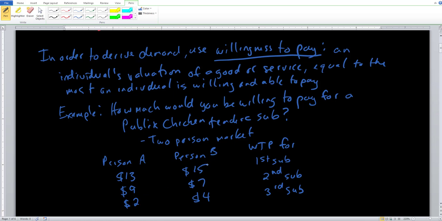And the same thing for person B. In order for person B to get his very first sub, he's willing to pay up to $15. Once he has his first sub, the most he'd be willing to pay for his second sub is only $7. And then finally, once he has his second sub, the most he'd be willing to pay for his third sub is $4.